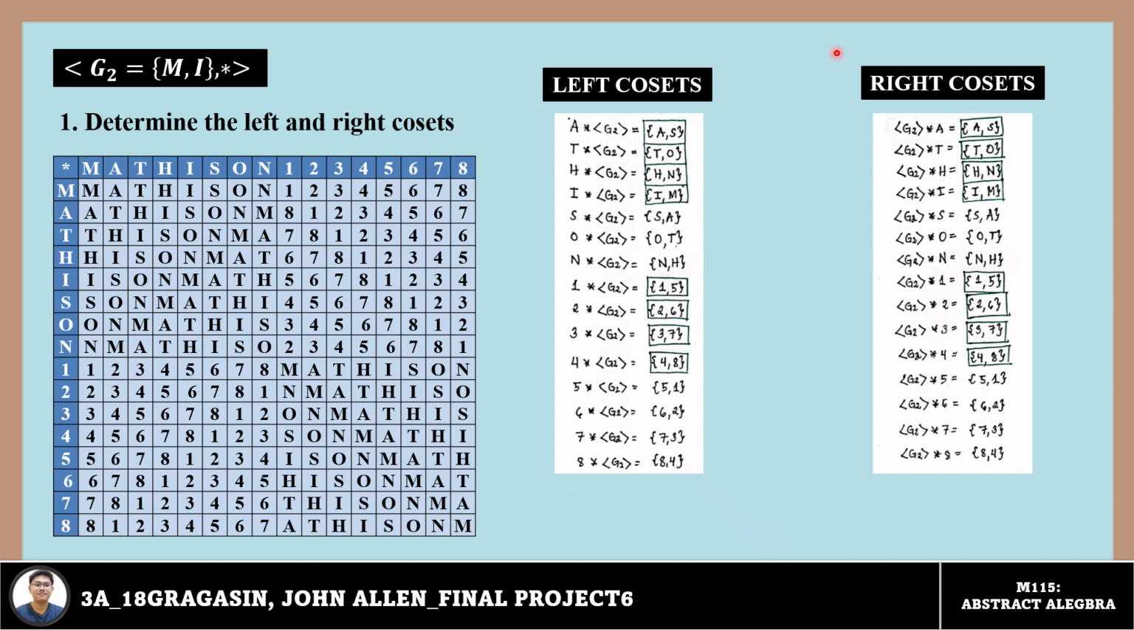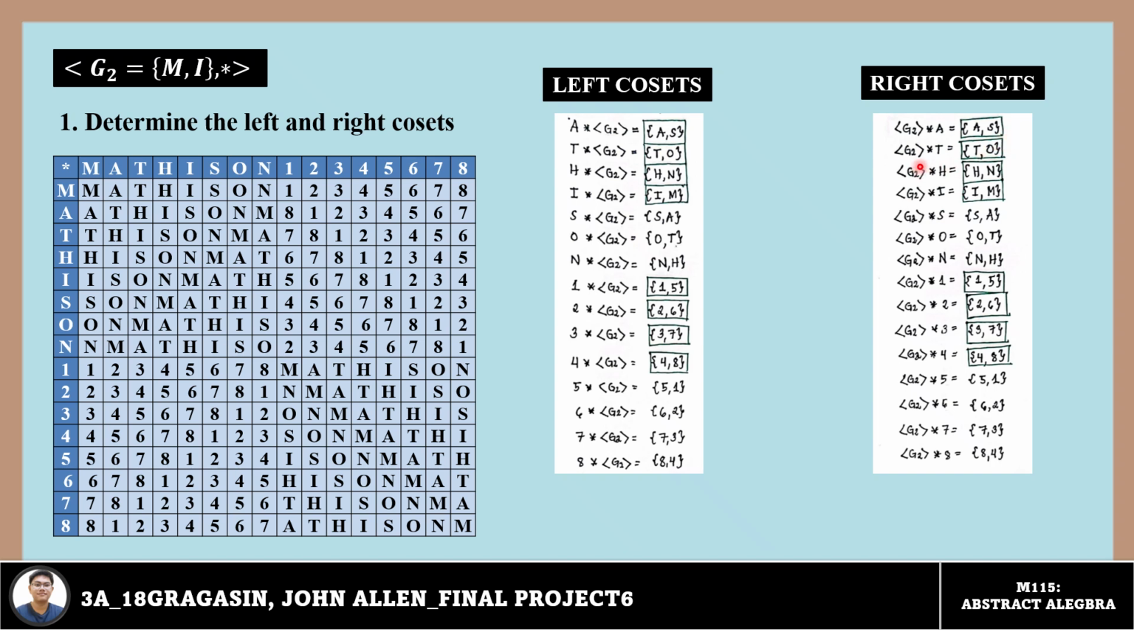And then for our right side, we need to operate first the subgroup, then followed by the elements in our set G. So we have here the subgroup G sub 2 star A. So in here, we first operate the M to A. So we have here M star A. Our answer here is A. And then I star A. Our answer here is S. That is why our answer here is A and S.